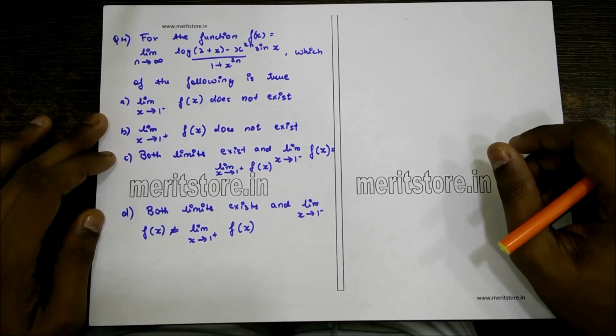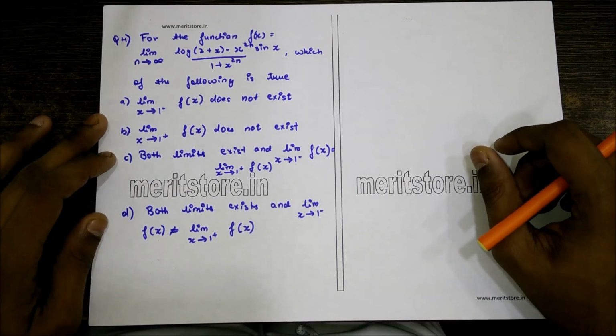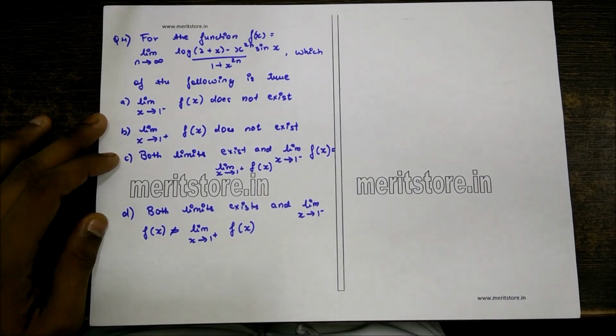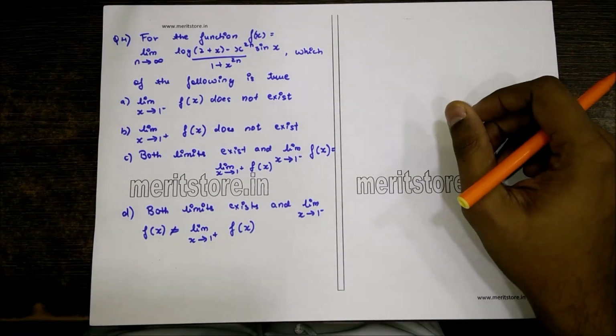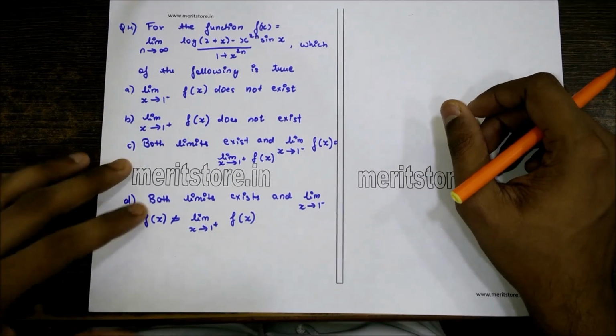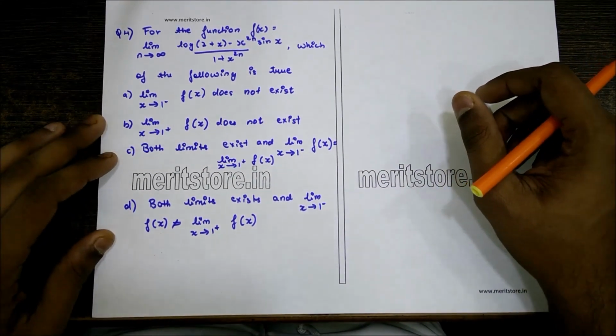C. Both limits exist and limit of x tends to 1 negative of f of x is equal to limit of x tends to 1 positive f of x. D. Both limits exist and limit of x tends to 1 negative f of x is not equal to limit of x tends to 1 positive f of x.